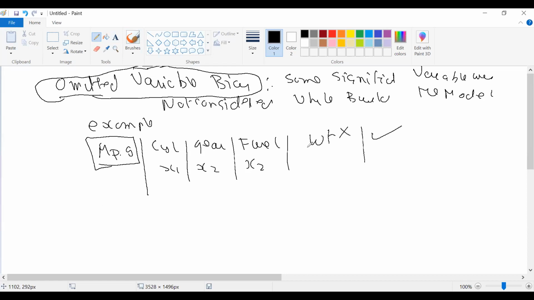Right? So weight of the car would have been a significant parameter, but then you are not using the weight of the car in predicting your MPG. So what you have done, you have omitted a variable which was significant. Omitted variable bias.